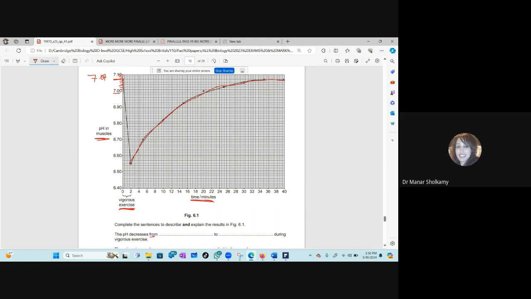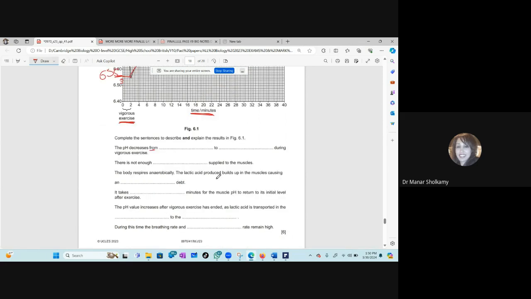until here, 7.50, 7.51, 2, 3, 4, 5, 7.55, 6.55. So they just want to know if you can read the graph. The pH will decrease from 7.07 to 6.55 during vigorous exercise. There was not enough what supplied to the muscles?